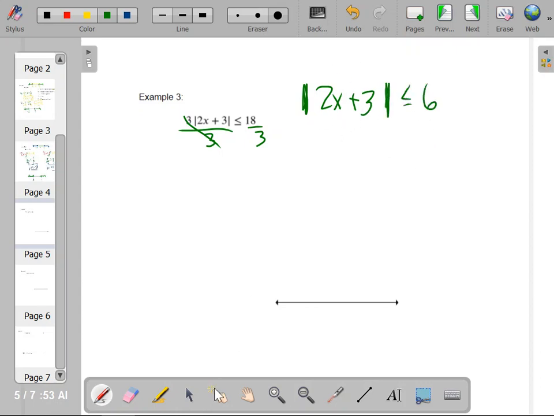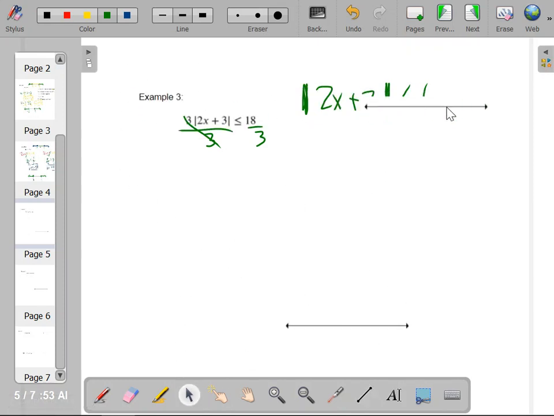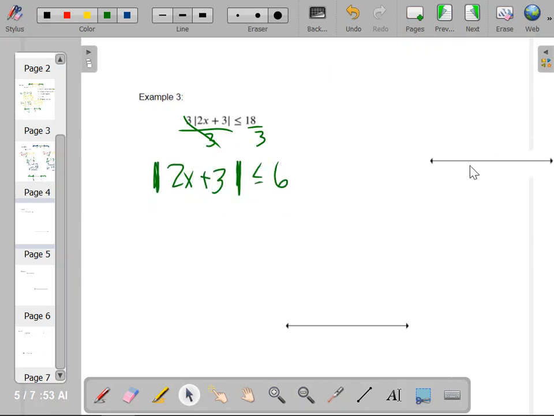Now that the absolute value is by itself, I can start to think about what I've got here. So let's think about the numbers that have an absolute value of 6, because this is saying the absolute value of something is 6. That would be negative 6 and positive 6. This is a less than or equal to, so these are going to be closed circles.